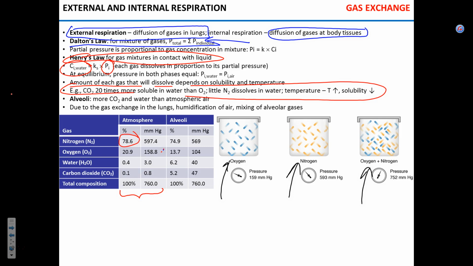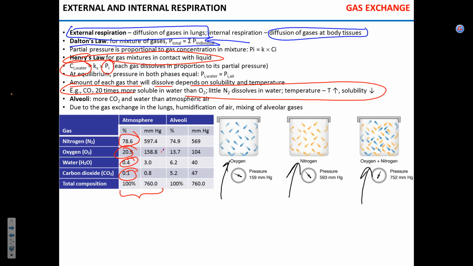So about 79 nitrogen, about 21 oxygen, a little bit of water, a little bit of carbon dioxide. I want to be honest with you. There are some other gases in the atmosphere. I took them away and added those numbers to CO2 to simplify the math. Okay?